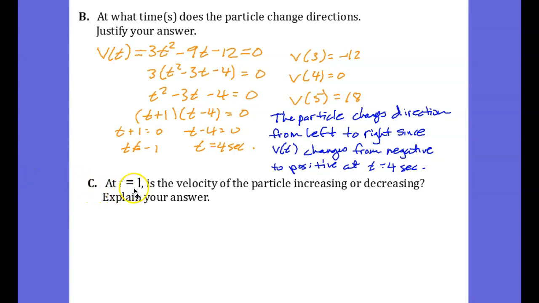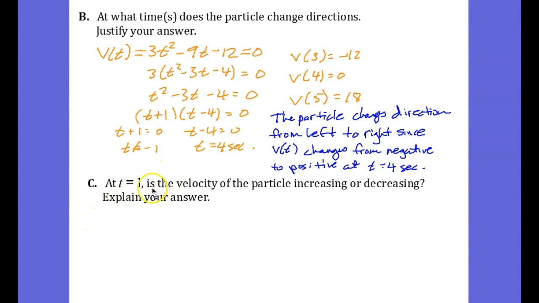At t equals 1, is the velocity of the particle increasing or decreasing? Explain your answer. Well, think about what it means for velocity to be increasing or decreasing. If the velocity is increasing, that means that there is a positive acceleration. If the velocity is decreasing, that's a negative acceleration. So to answer this question, all we really need to do is to find out the sign of the acceleration at time t equals 1.